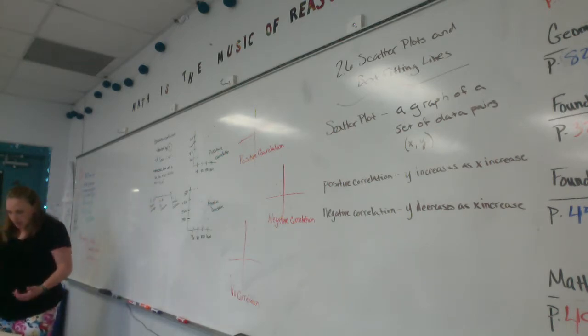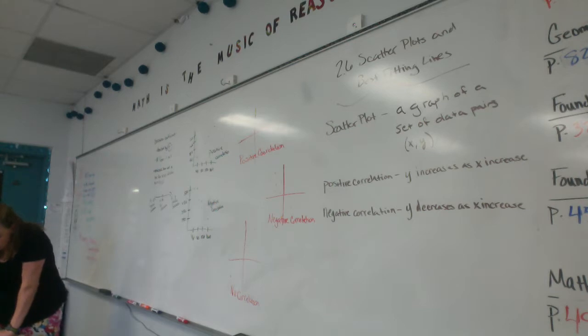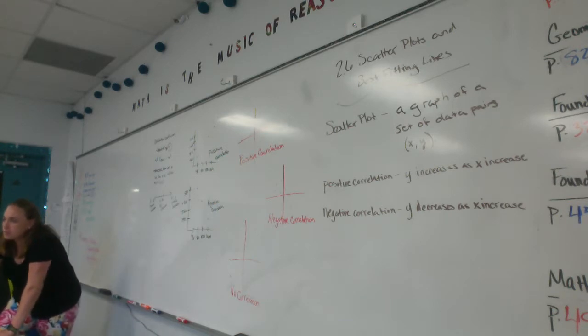So we have to estimate what type of correlation there's going to be. We're going to have to estimate by looking at pictures, and it's kind of a guessing game at first until you get used to it, okay? So don't stress about it, but we're going to kind of guess.